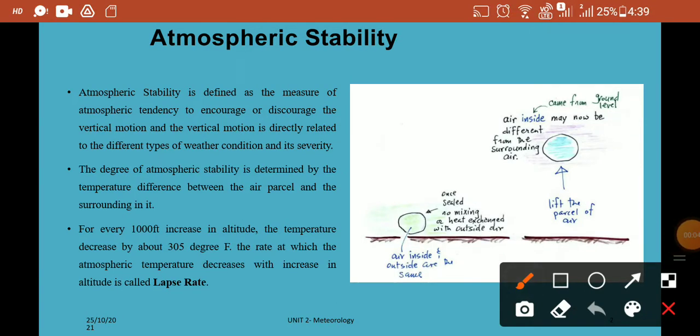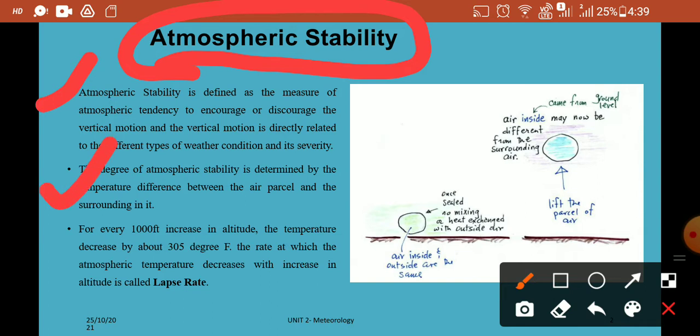Good afternoon students. In today's class we are going to discuss the important topic of atmospheric stability. So what is atmospheric stability? First, the definition: the degree of atmospheric stability is determined by the temperature difference between an air parcel and the surrounding air. Next, what is lapse rate?